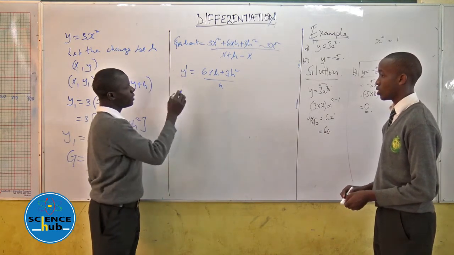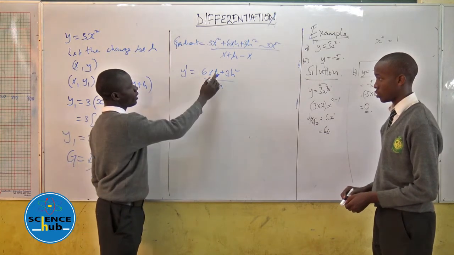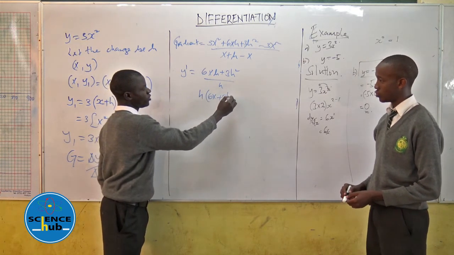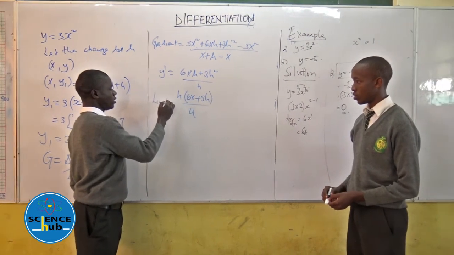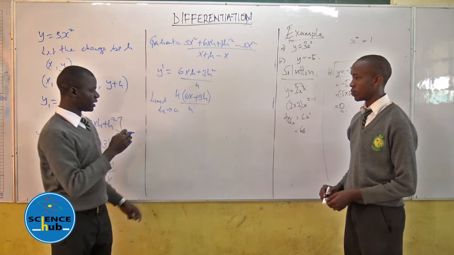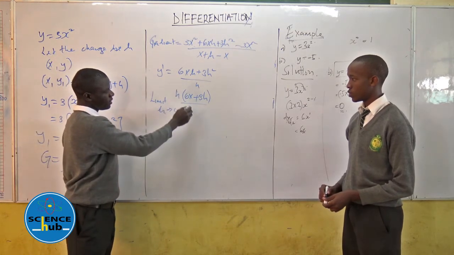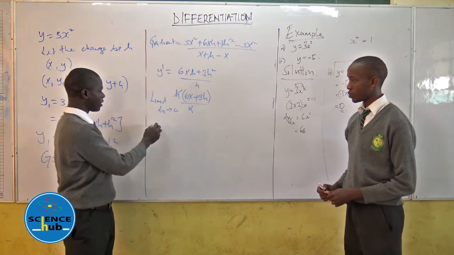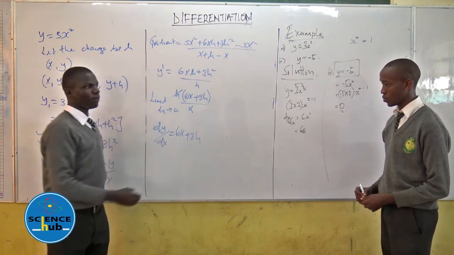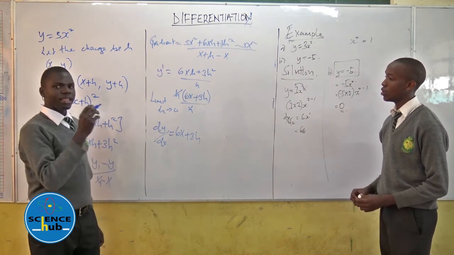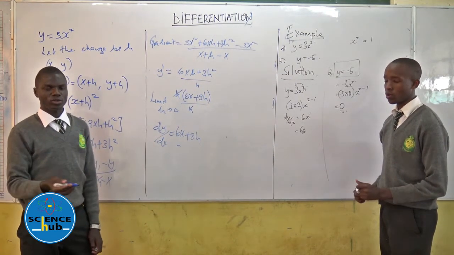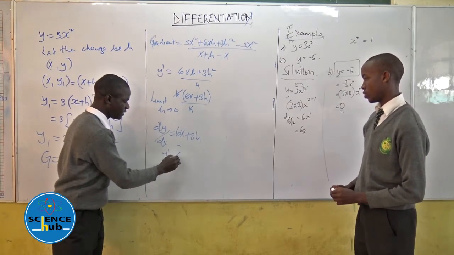After reaching here, you will take the limit as h goes to 0. Since h is common, you can first of all write h into 6x plus 3h over h. Then we take the limit as h goes to 0. Since h is common, we can cancel the h. So our gradient function, which is dy over dx, is 6x plus 3h. But we had already said that h is 0. So the number multiplied by 0 is 0, and our gradient function will remain as 6x.